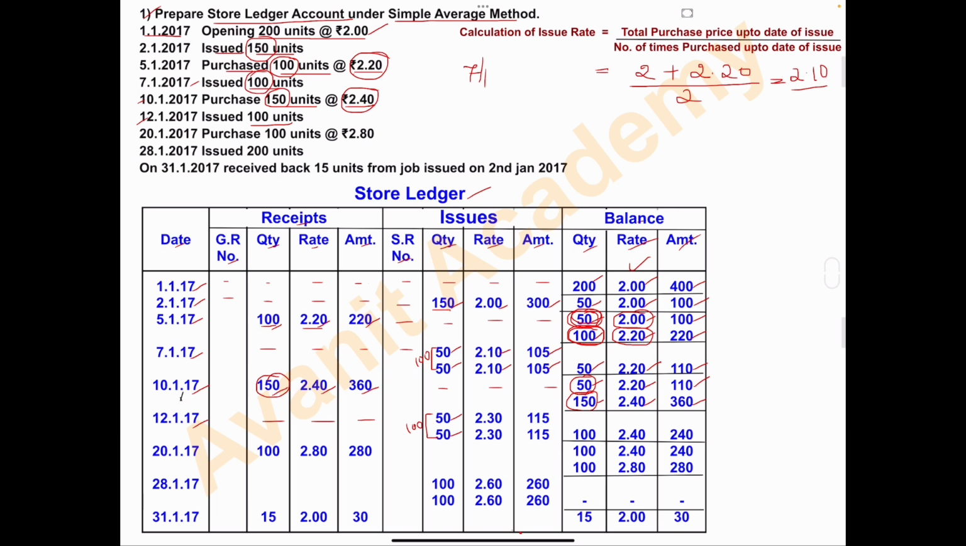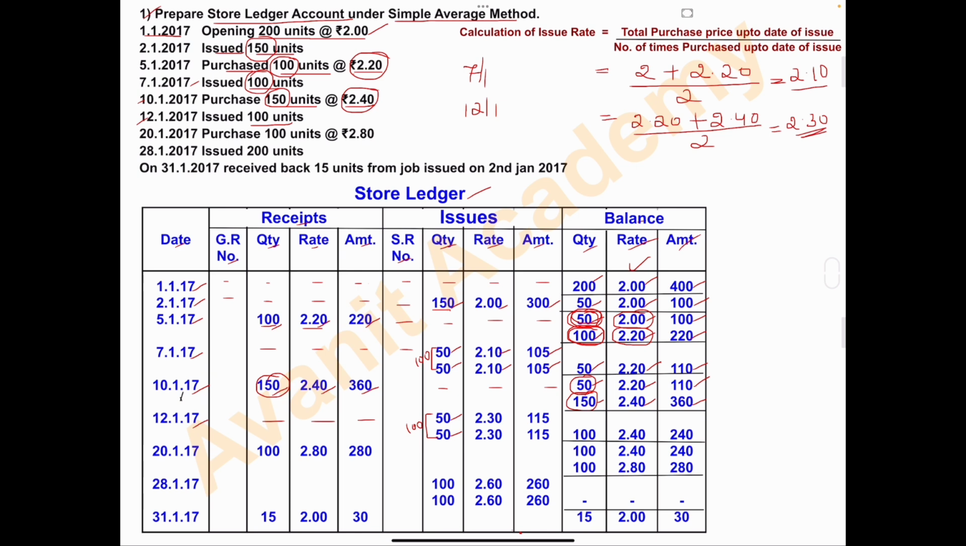See here, 12th January, rate is. See the balance, 50 units, what is the rate? 2.20 plus 2.40 divided by 2. There are two prices, one and two. So what does the amount come to? 2.30. Issue rate is 2.30.